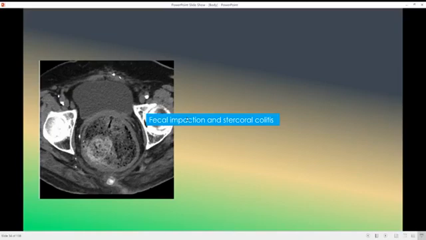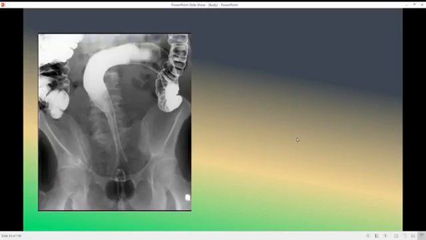So this is a case of fecal impaction with colitis. Okay, we move to the next case. What do you think about the next case the patient has?